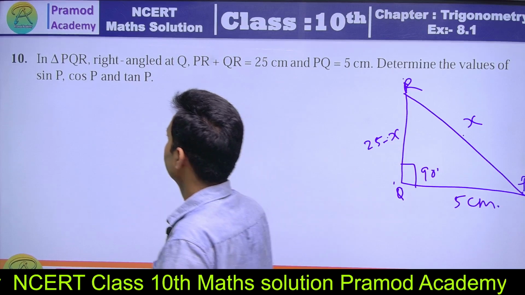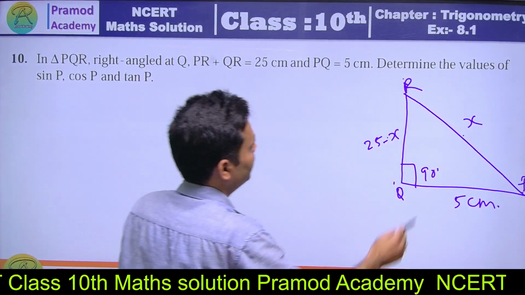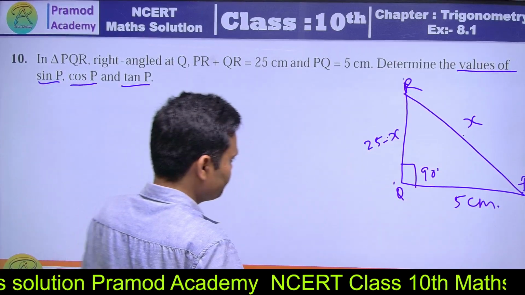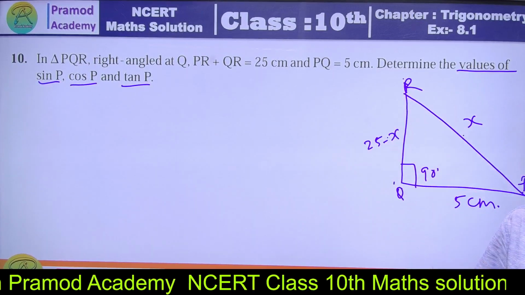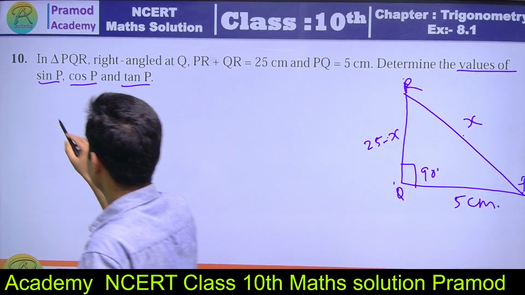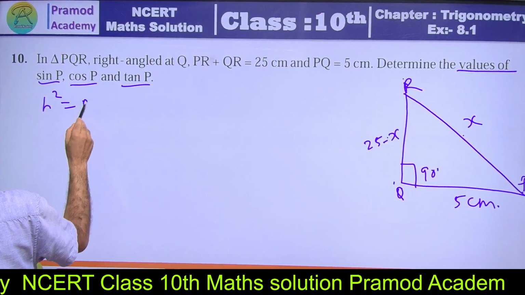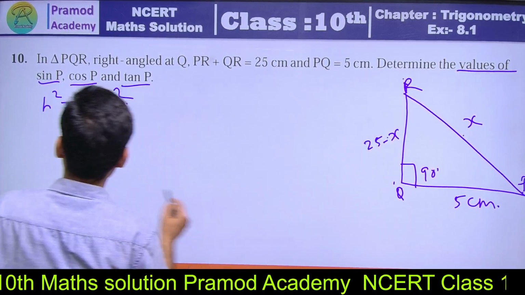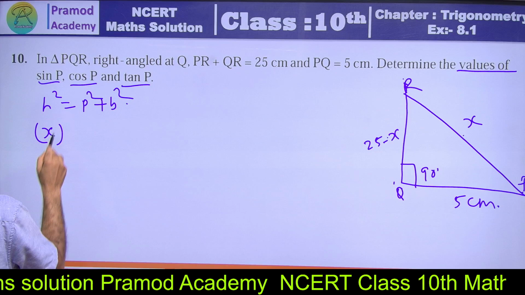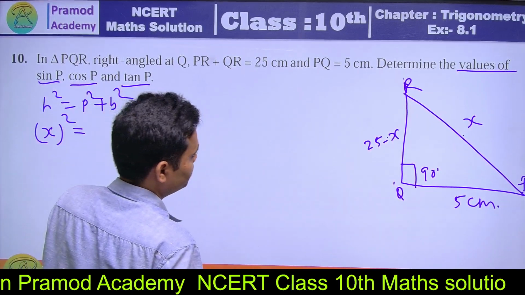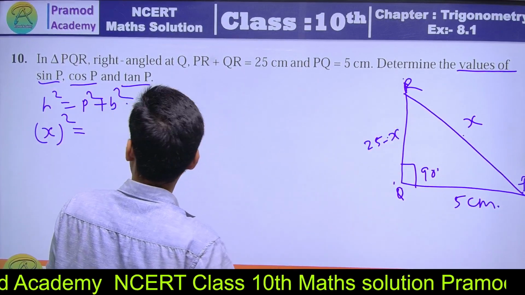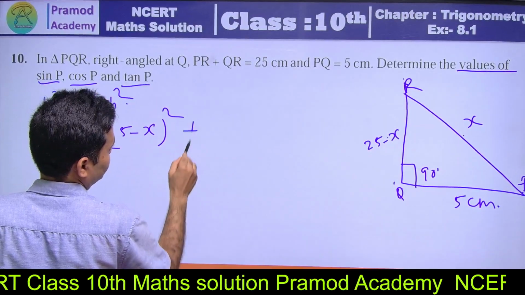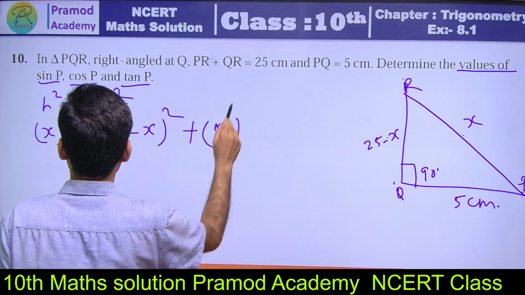Now we have to determine the value of sin P, cos P, and tan P. As per the Pythagoras theorem, we know the formula H square equals P square plus B square. So what is the value of H? Here it is X square equals P square plus B square, so 25 minus X whole square plus 5 square.